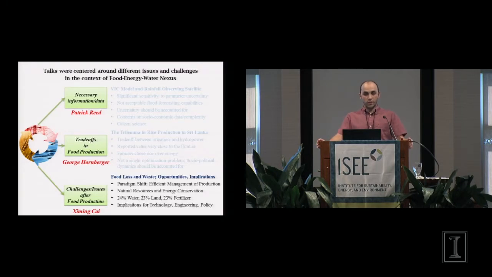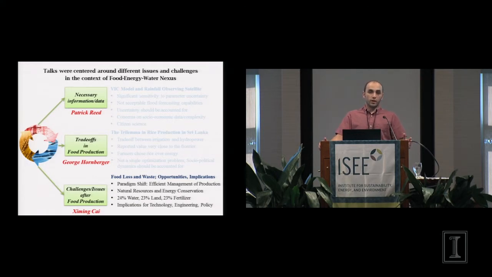And the last talk, which was given by Dr. Kai, focused on the fate of the produced food in the food supply chain. He emphasized that a significant amount of food which is produced will eventually be lost or wasted in the food supply chain. However, there are some opportunities and implications for food loss and waste.